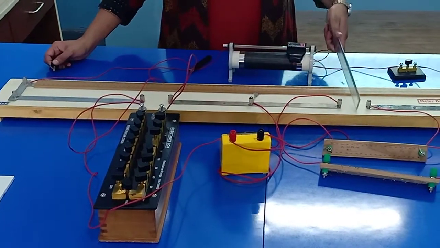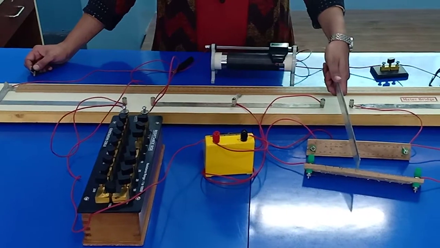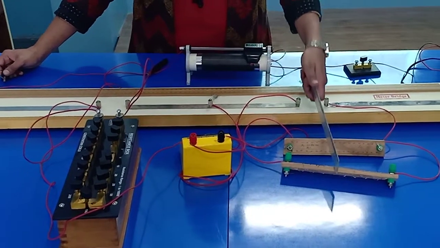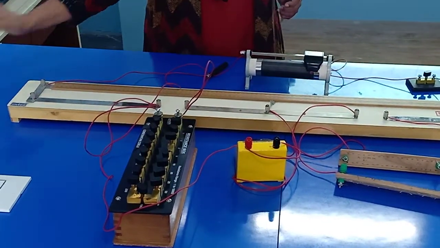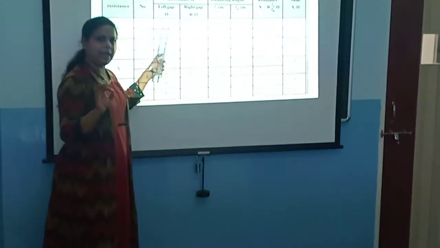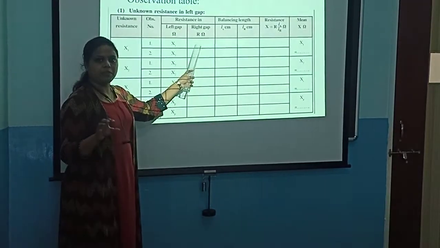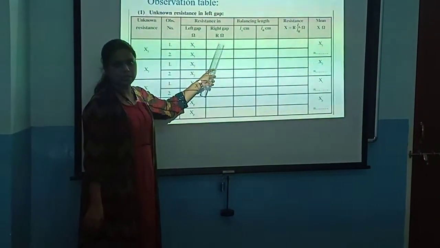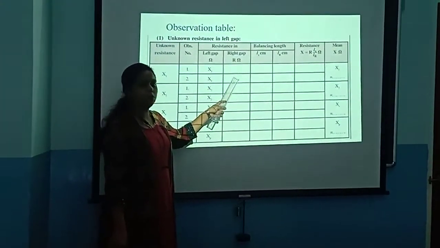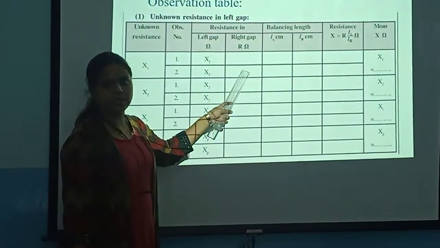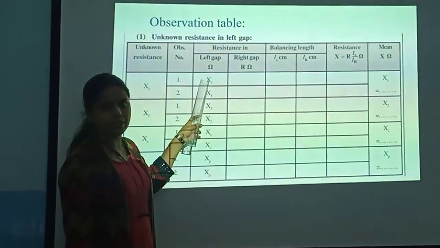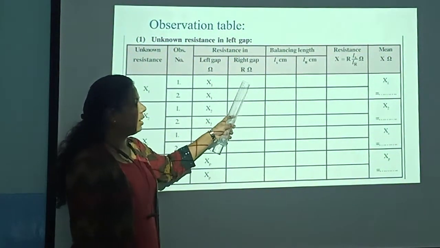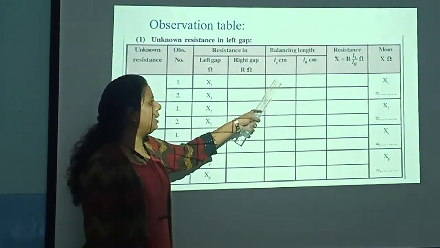Now in the left gap, suppose only X1 is there, because we are doing this experiment only for X1. So X1 is there and this is unknown, and the 5 ohm resistance I have plugged out. That means 5 ohm resistance. For the first reading, the left gap will be X1 and the right gap will be 5 ohm resistance. For the second reading, what will you do? You will put in 10 ohm resistance. So this is how we are doing this experiment. Now we are calculating the value of X1. For X1, right gap 5 ohm. Now find out the Lx.